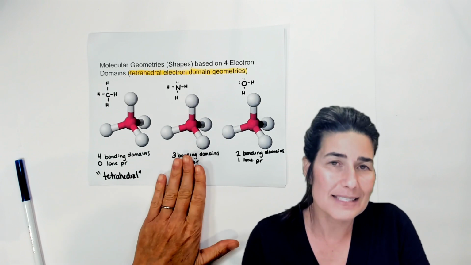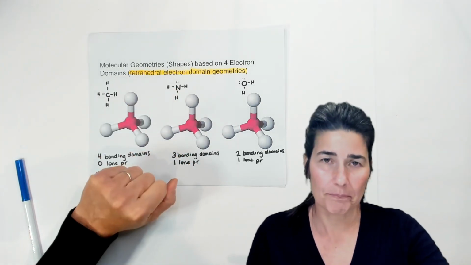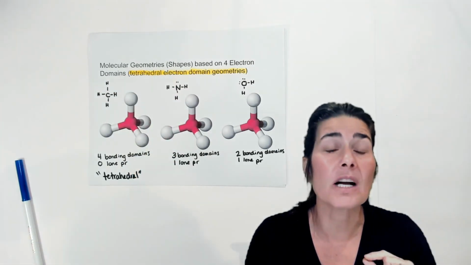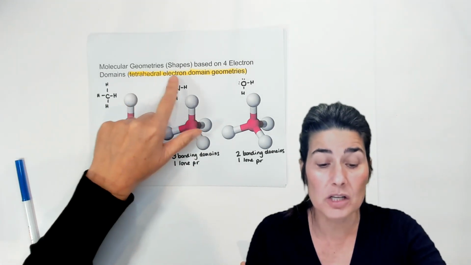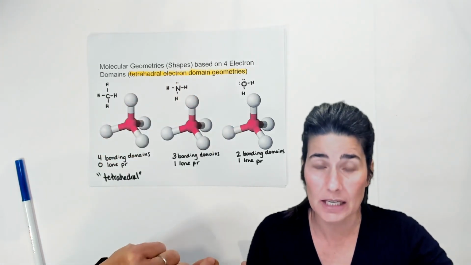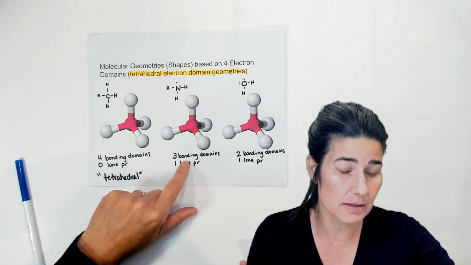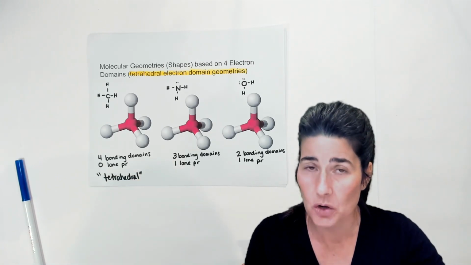Now, example number 2, ammonia, NH3. This still has 1, 2, 3, 4 electron domains. So it has a tetrahedral electron domain geometry. 3 of those domains are bonding domains, 3 bonds. 1 of those domains is a lone pair, gives us 4 total.